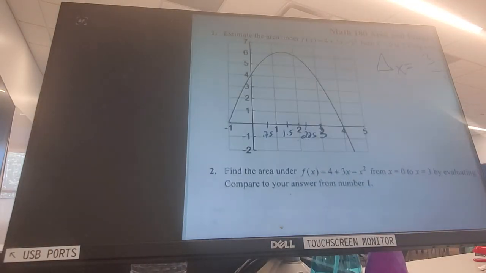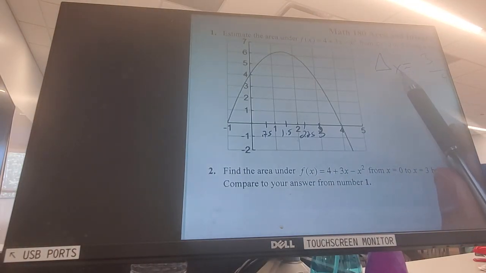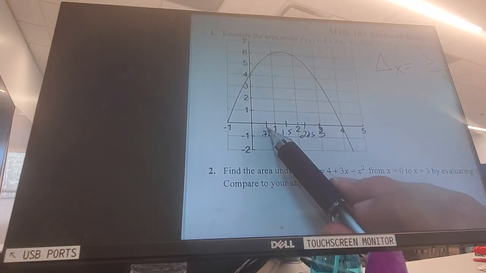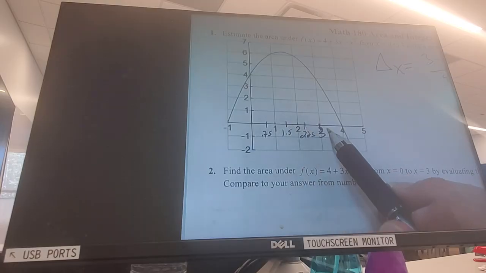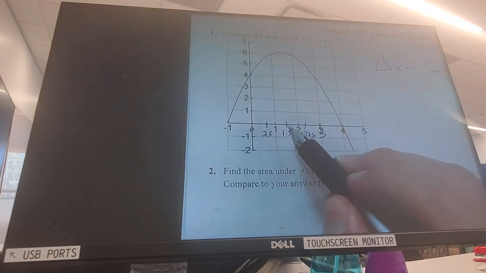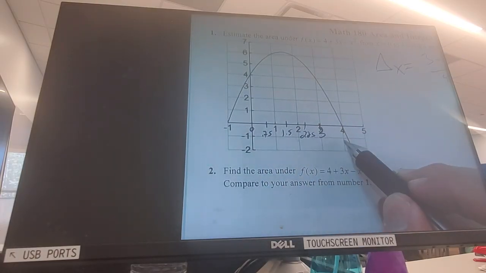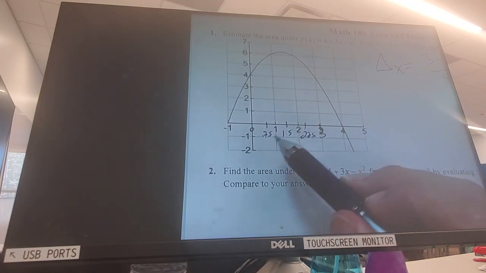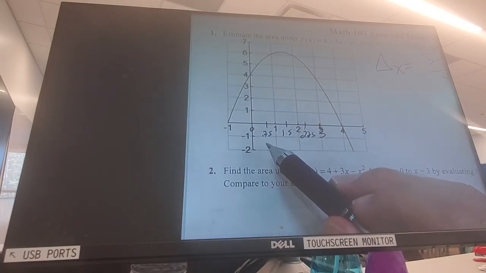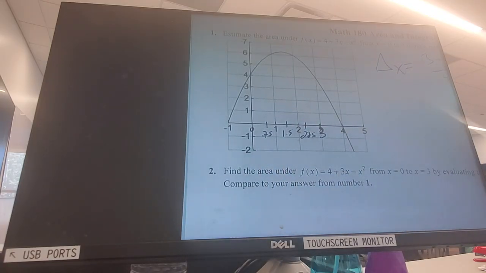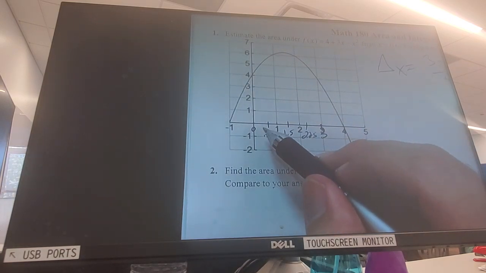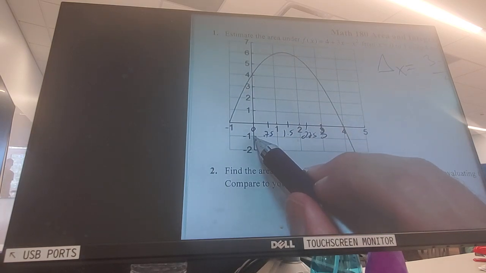So one thing you can do for yourself, when you figure out the width, you can immediately just plot your endpoints, your inputs. So you have 0, 0.75, and so on. Even if you're going to do right or left, these same numbers are going to come up. So I'm doing left endpoints. So that first rectangle goes from 0 to 0.75.